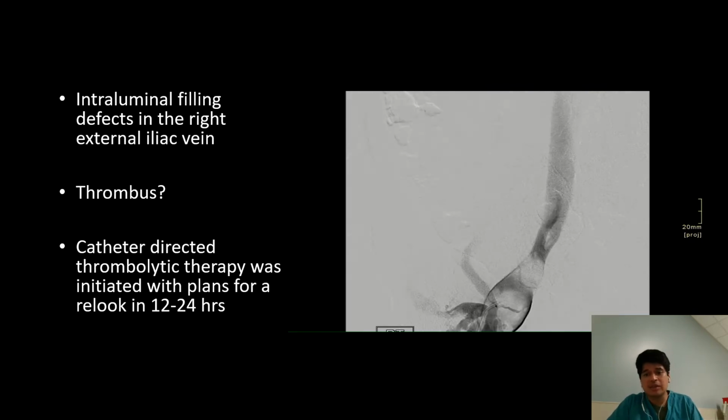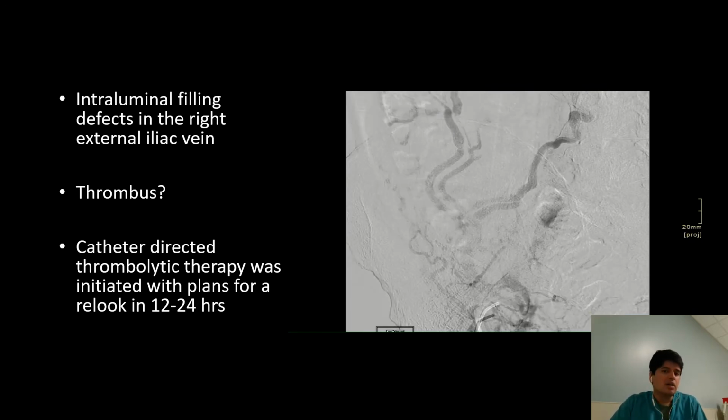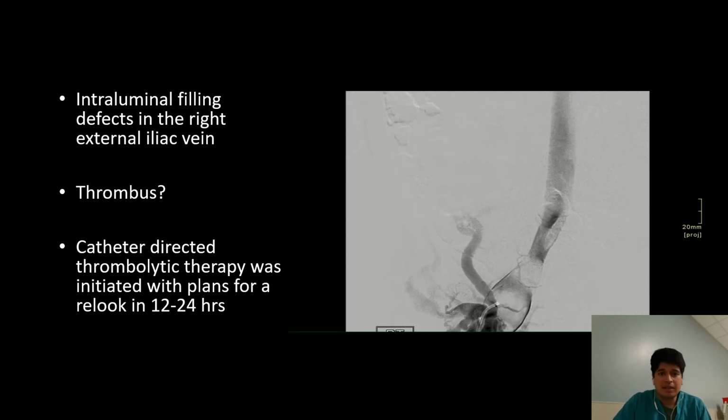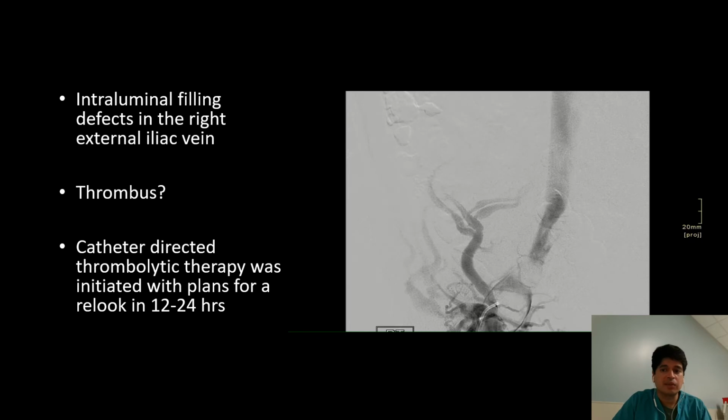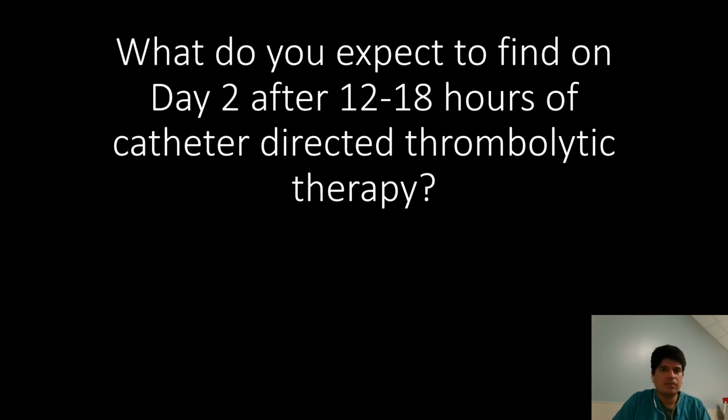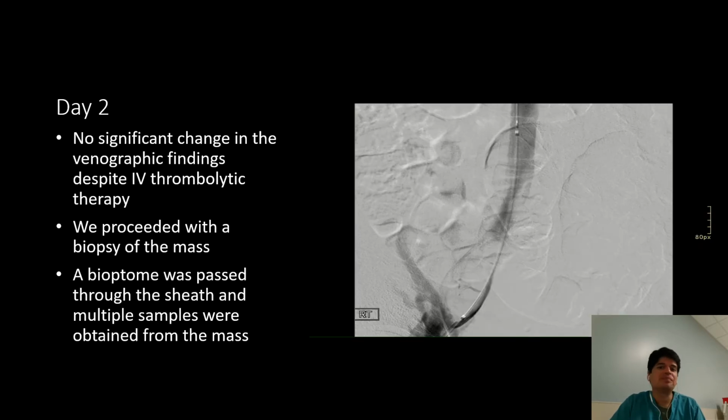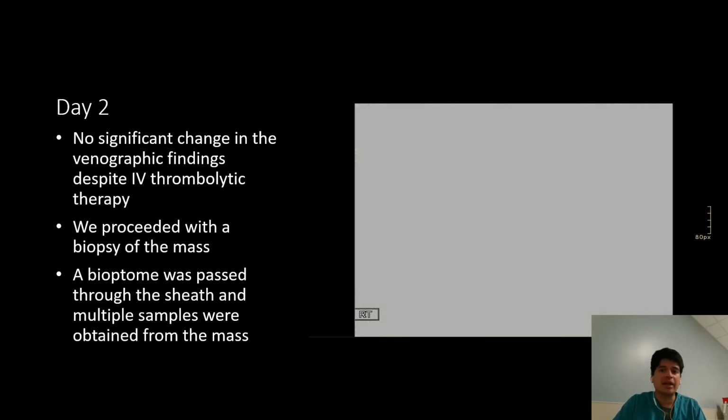So we knew there is a component of thrombus here. So we decided to proceed with catheter-directed thrombolytic therapy for at least 12 to 14 hours and see what happens. After about 14 hours of catheter-directed thrombolytic therapy, we bring her down, and what were we expecting to see? What we saw was essentially the same thing as how we ended day one.